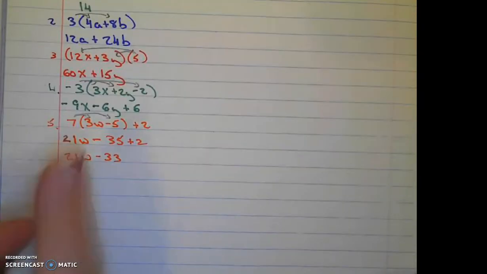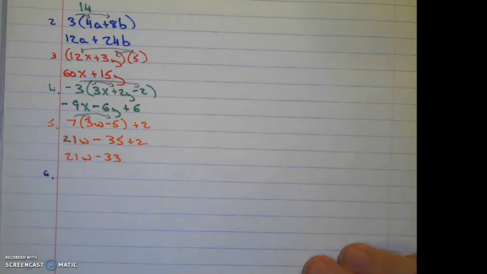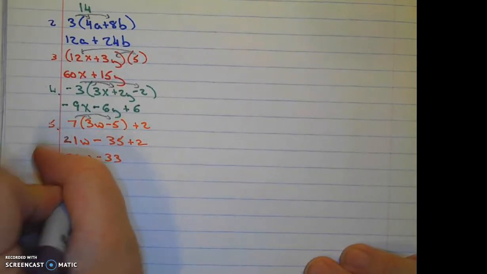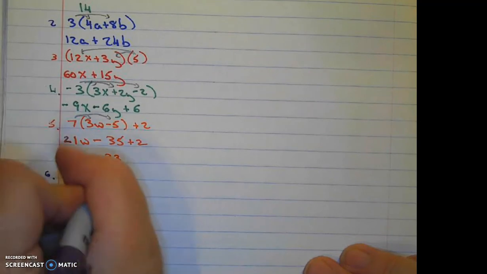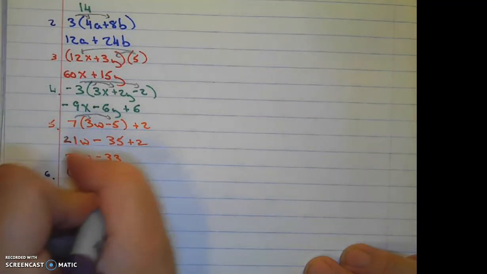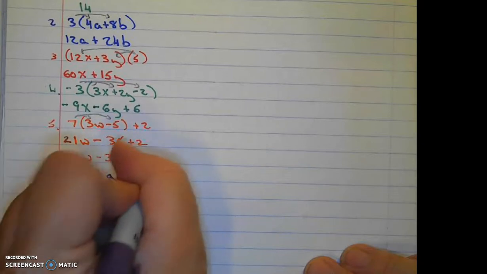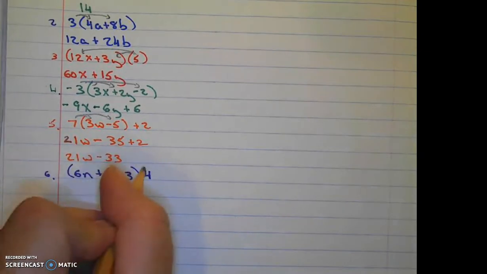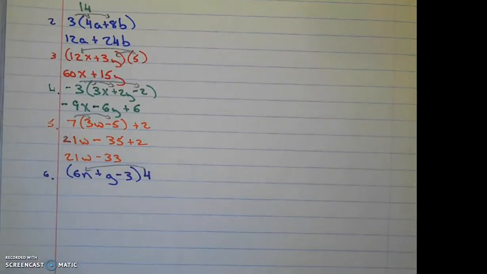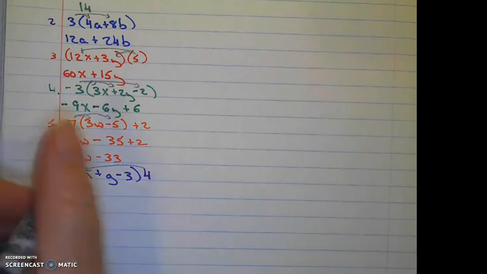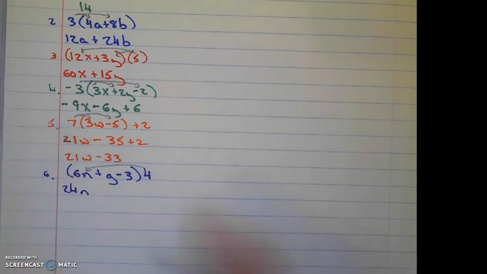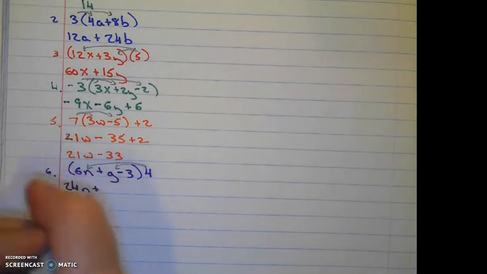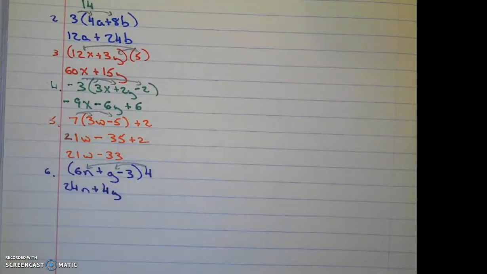Let's take a look at number 6. On number 6, we will have in parentheses 6n plus g minus 3. And then outside the parentheses, we'll put a 4. So we will do the 4 times 6n. 4 times 6 is 24, so that will be a 24n. And then we'll do the 4 times g. Notice a positive times a positive is positive, so I get to write a plus. 4 times g is 4g.